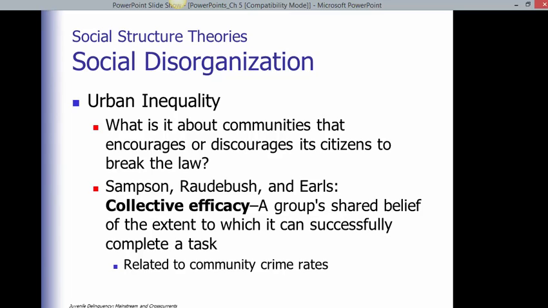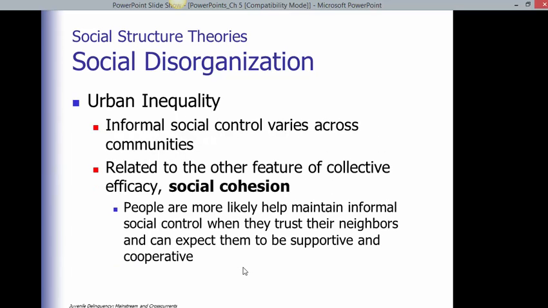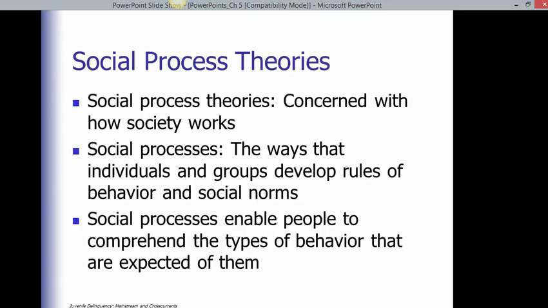Urban inequality. What is it about communities that encourages or discourages its citizens to break the law? Sampson, Raudenbush, and Earls discuss collective efficacy, a group's shared belief of the extent to which it can successfully complete a task, and it's related to community crime rates. Informal social control varies across communities. Related to other features of collective efficacy is social cohesion. People are more likely to help maintain informal social control when they trust their neighbors and can expect them to be supportive and cooperative.